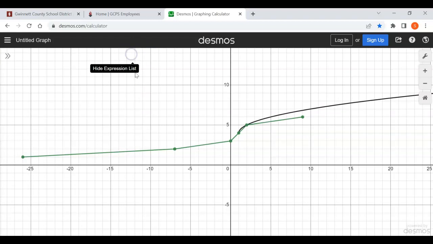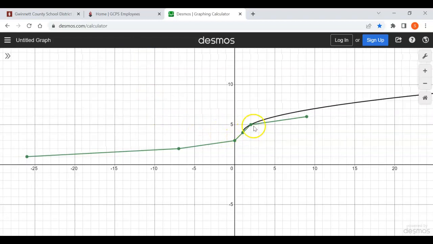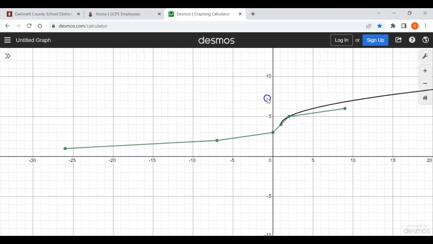Now you also have to keep in mind though that technically, this is going to go on and on and on. The table really doesn't have a starting and stopping point. So you have to remember that this graph is going on and on in both directions, as if this is the cubed root. So this is our cubed root function, and this is our radical function.